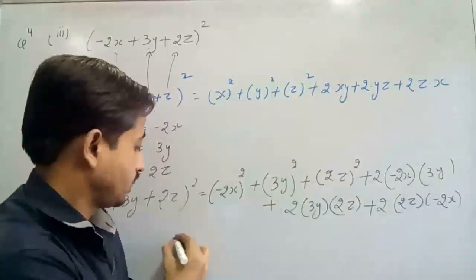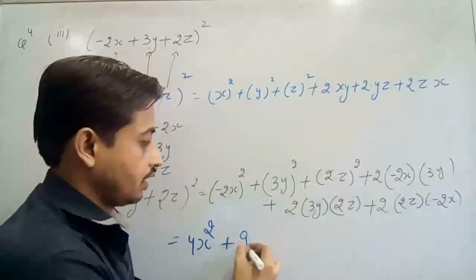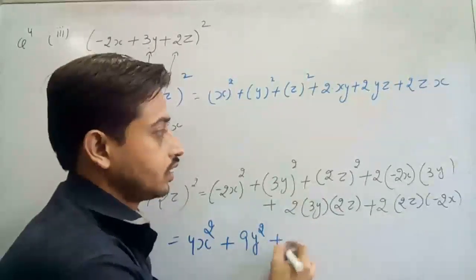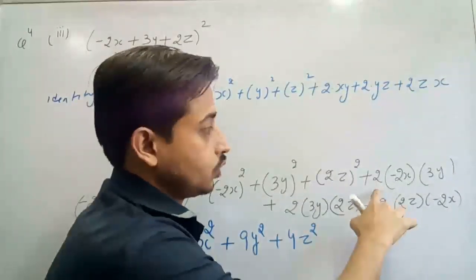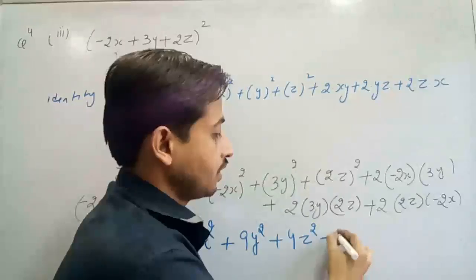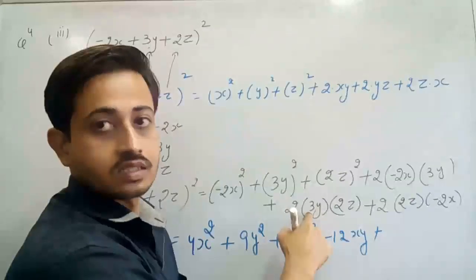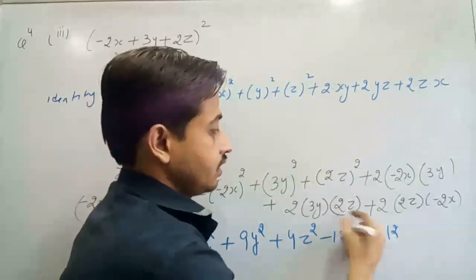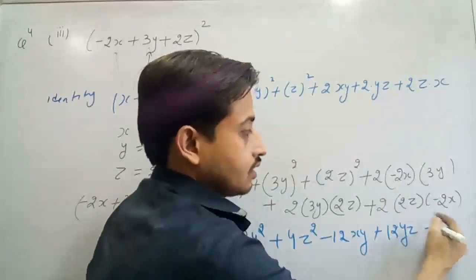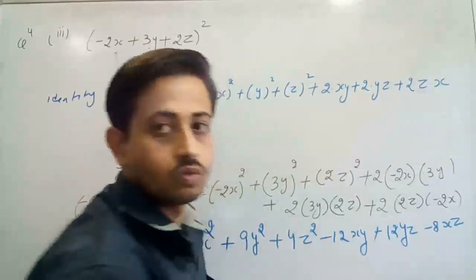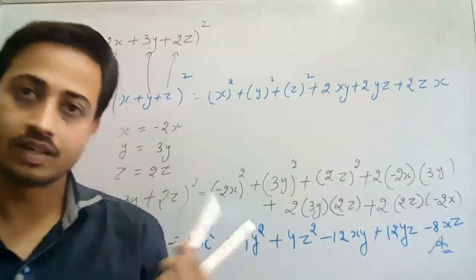Now solve this. Minus 2 into minus 2 we get 4, x into x we get x square. 3 into 3 is 9, y into y, y square. 2 into 2 is 4, z into z, z square. 2 into 2, minus 4 into 3, minus 12, x into y, xy. Plus 2 into 3 is 6, 6 into 2 is 12, y into z, yz. 2 into 2 is 4, 4 into minus 2, minus 8, z into x, or you can write x into z. So this is the final answer. Please make a note.